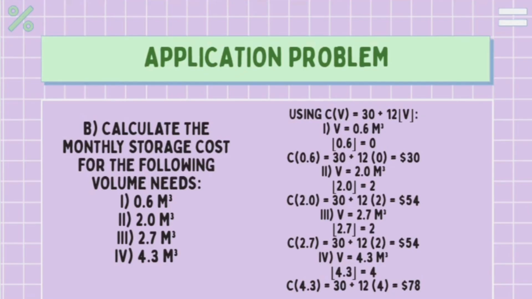The second volume is 2.0 cubic meters. The floor function of 2.0 is 2, so C of 2.0 equals 30 plus 12 times 2 equals $54. The third volume is 2.7 cubic meters. The floor function of 2.7 is 2. So C of 2.7 equals 30 plus 12 times 2 equals $54. The last volume is 4.3. The greatest integer less than or equal to 4.3 is 4. So C of 4.3 equals 30 plus 12 times 4 equals $78.